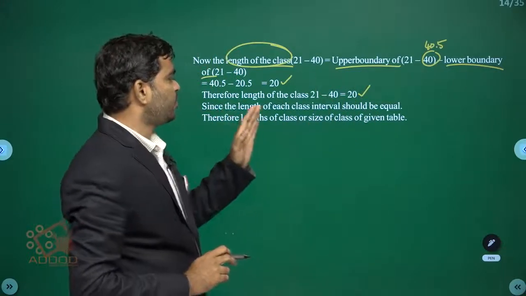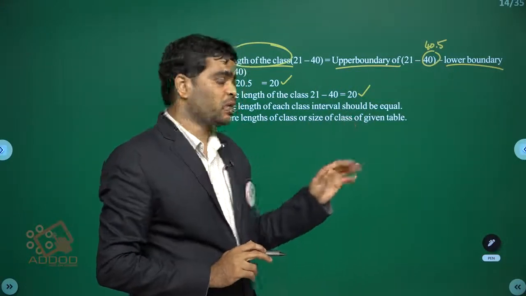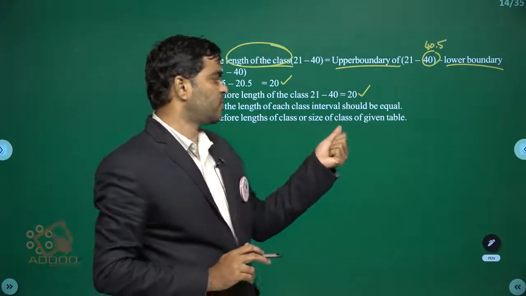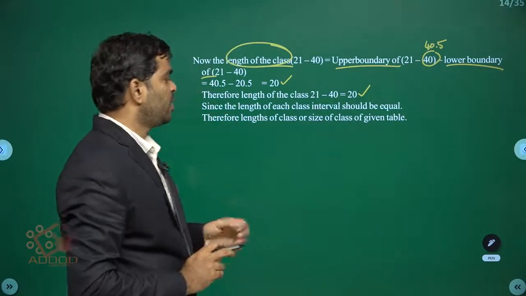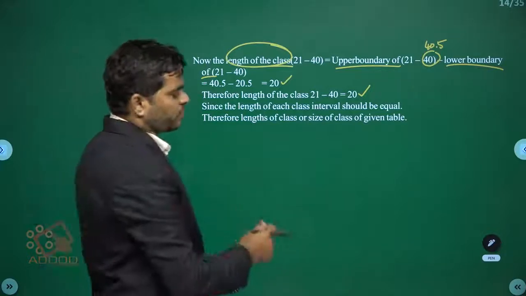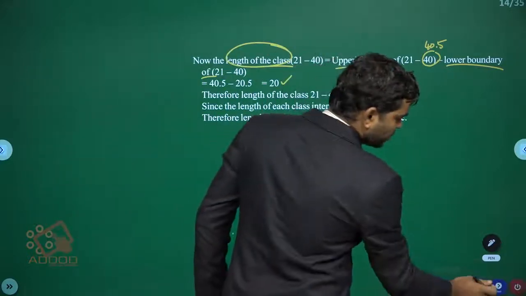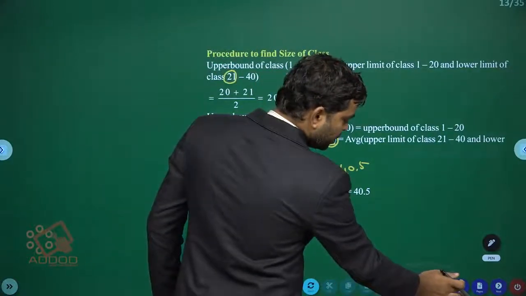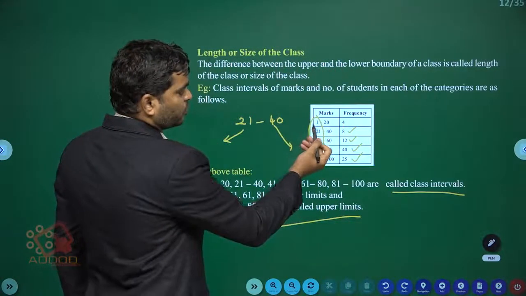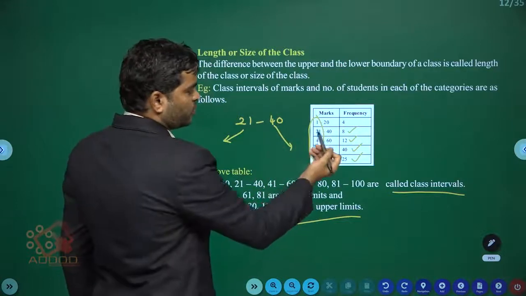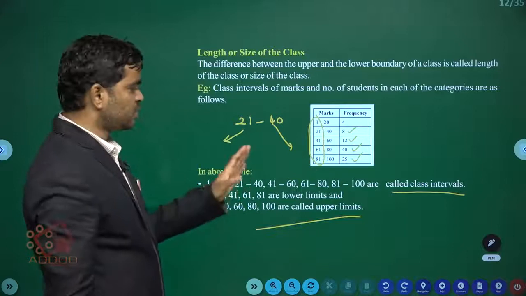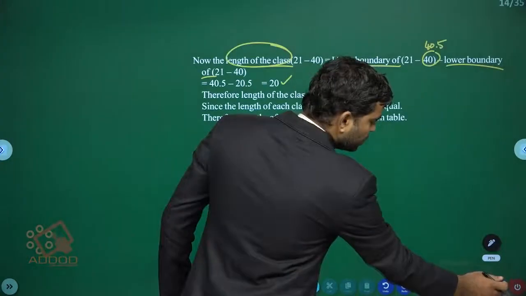Since the length of each class interval should be equal, the lengths or sizes of the classes are given in the table. In the previous table you can see the lengths: 1 to 20 is 20, 21 to 40 is 20. So the class interval widths are the same, 20, 20.